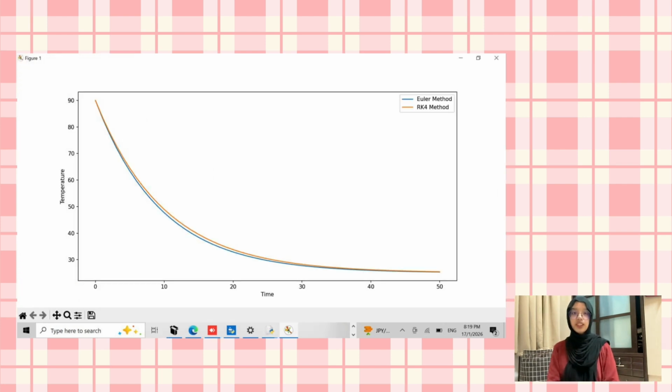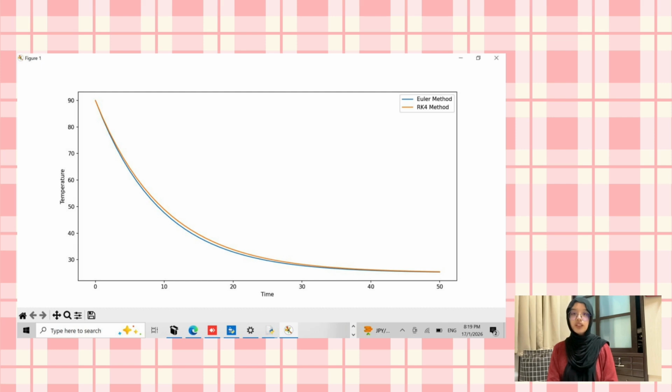This graph shows the temperature change with respect to time for both numerical methods. From the graph, we can observe that the Runge-Kutta method produces a smoother and more stable curve compared to the Euler method. The Euler method shows a larger deviation, especially when a larger step size is used. In contrast, the RK4 method closely follows the expected cooling behavior, indicating higher accuracy.